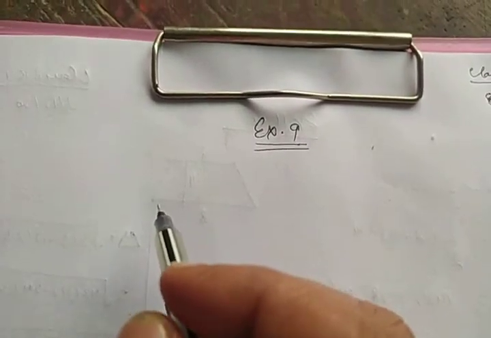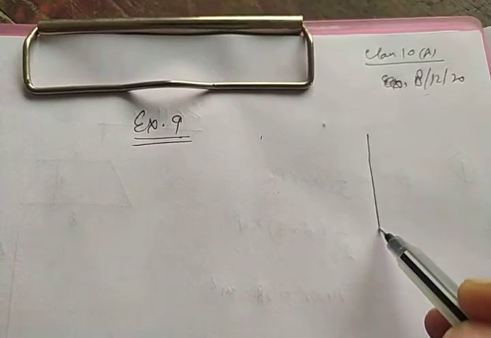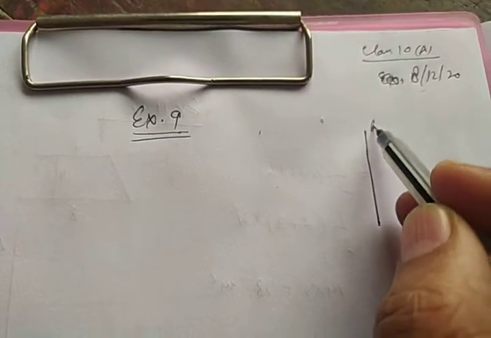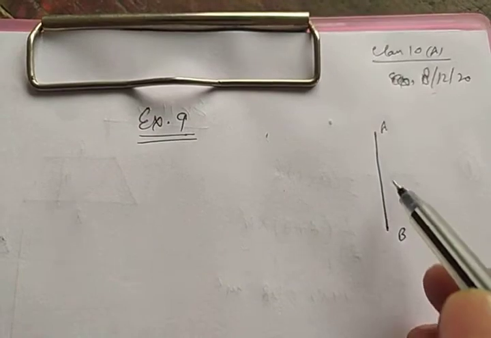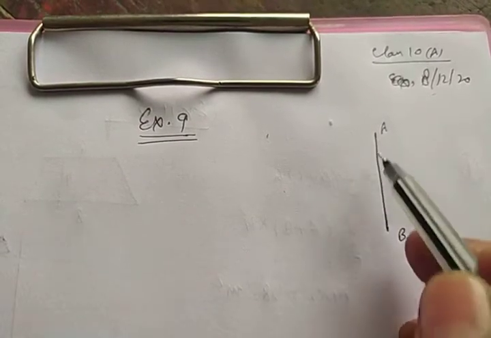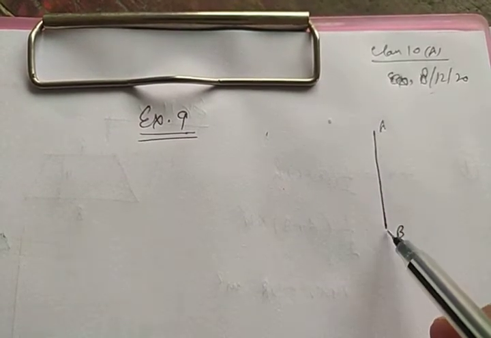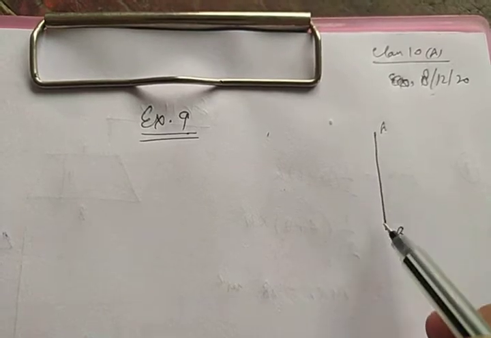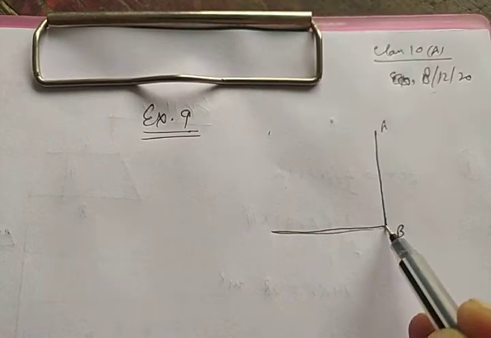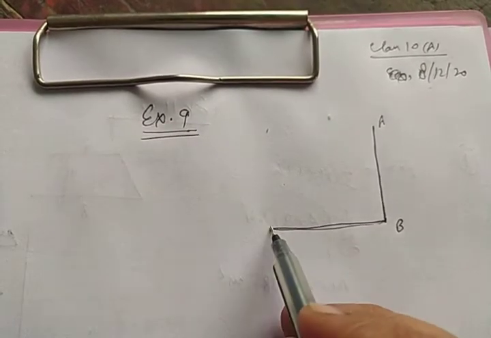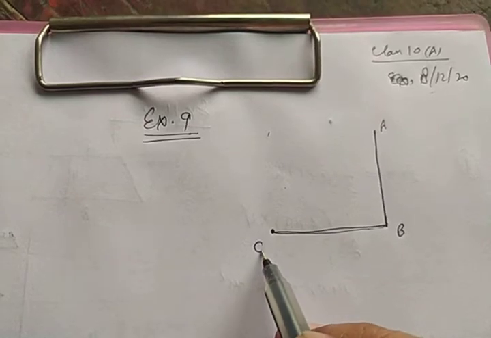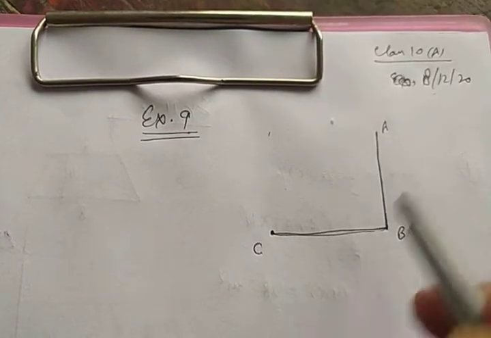Now understand something. Suppose there is any object standing on the ground. Suppose this is AB, maybe any building, maybe any tower, pole, tree, etc. Whatever is the standing object on the ground, we will show by a vertical line, and this is the ground. And from the ground at any point you are standing. Let us take this point as C, or whatever you can consider ABC.